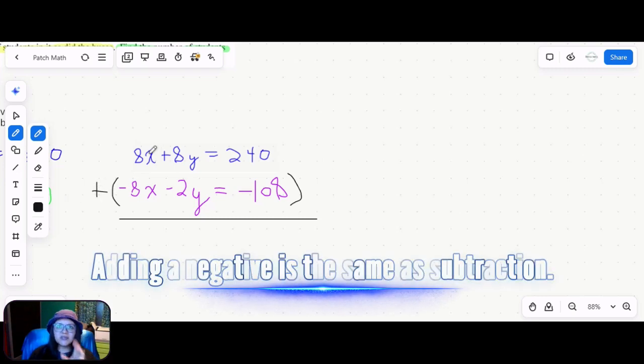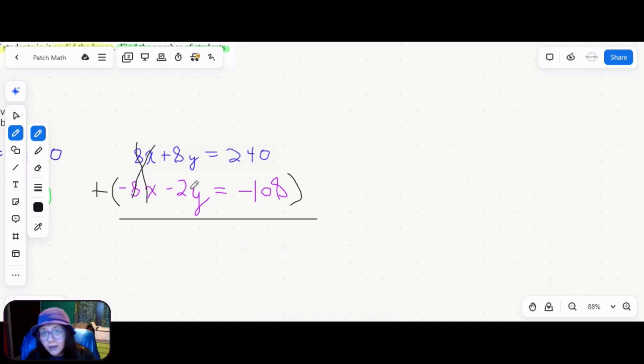In this case, our 8x minus 8x combine as like terms, and they eliminate because 8 minus 8 is 0, and 0 times x is 0, and 0 added on to anything else is not going to change the value. So that goes away. Then we have 8y minus 2y, and that is 6y. And then 240 minus 108 is 132.